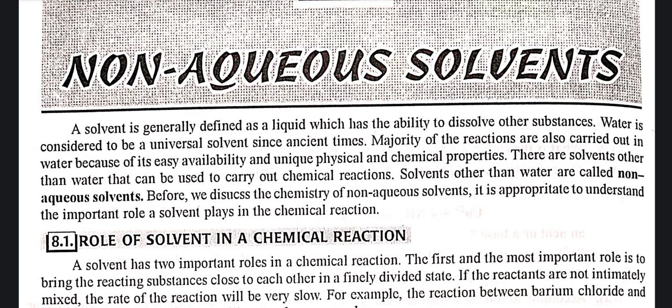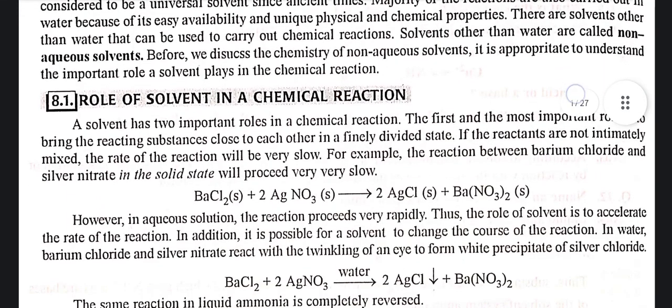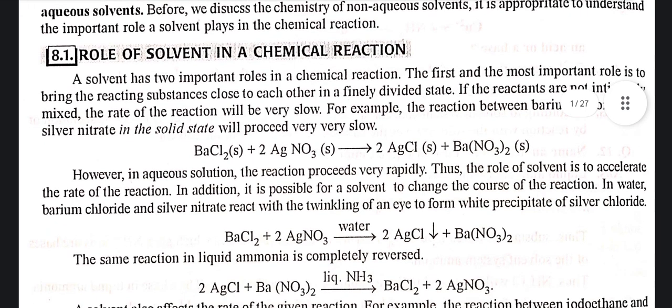Before we discuss the chemistry of non-aqueous solvents, it is appropriate to understand the important role a solvent plays in a chemical reaction. Role of solvent in a chemical reaction. A solvent has two important roles in a chemical reaction. The first and the most important role is to bring the reacting substances close to each other in a finely divided state. If the reactants are not intimately mixed, the rate of the reaction will be very slow.